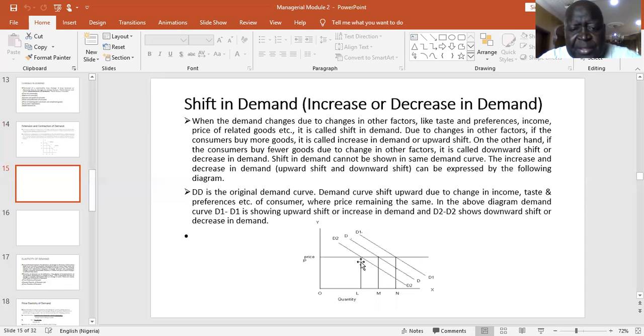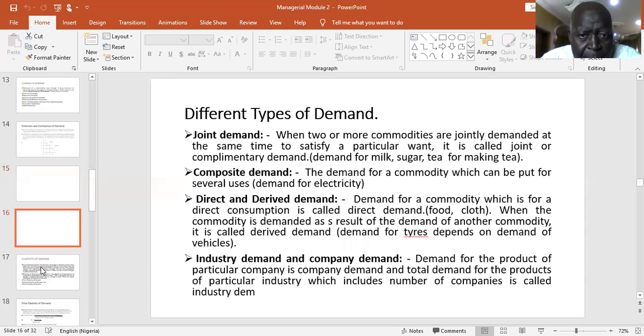And if any of the factors causes a decrease in demand, like the example I gave you of cold items during hot season and warm clothes during cold season, you can see that the demand curve will shift downward to D2, indicating a lower quantity demanded. I will talk about the different types of demands.